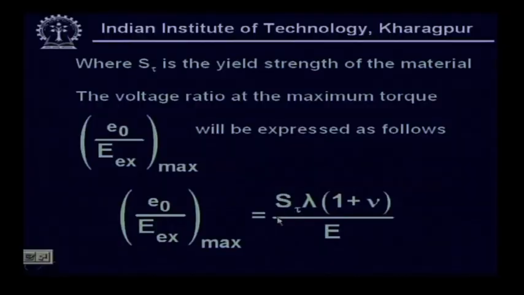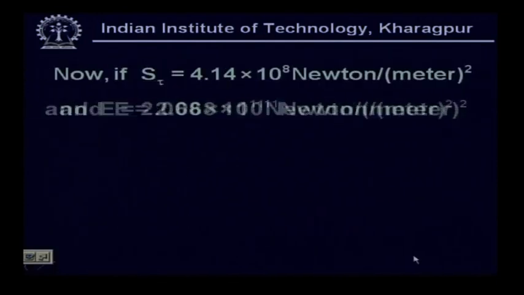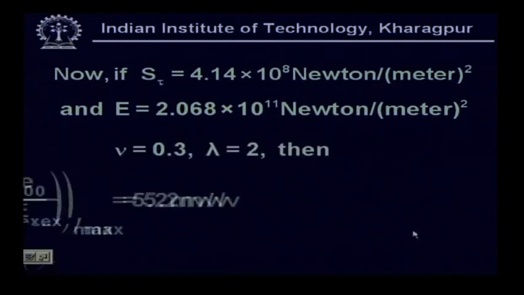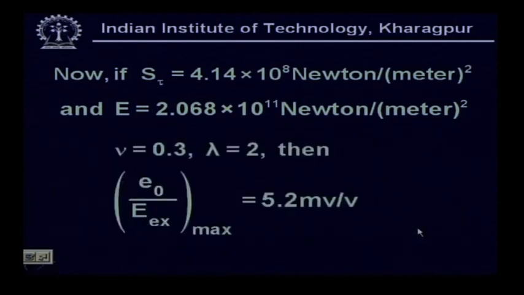Here also you can see that if I decrease the E or decrease the S tau, then obviously your maximum voltage will also decrease. Now, we have taken an example: S tau equal to 4.14 10 to the power 8 Newton per meter square, Young's modulus of elasticity 2.068 10 to the power 11 Newton per meter square, where nu is 0.3, the Poisson's ratio, and lambda equal to 2. Then E naught, E x maximum, equals 5.2 millivolt per volt, right.